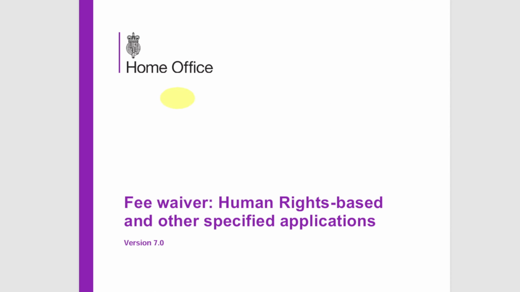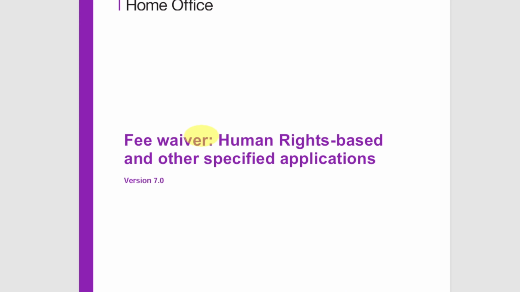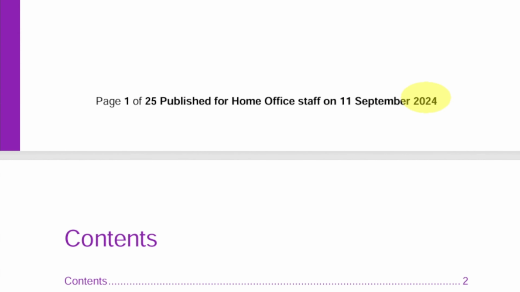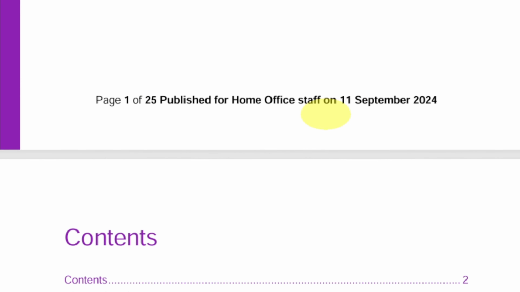Before we go forward, let me show you the Home Office PDF file which I have put in the description as well, and you can download this file. It's a fee waiver, human rights based and other specified applications, version 7.0. Whenever you download, make sure they are the updated versions. On my channel, you will find everything. Page 1 of 25. This was published on 11th September 2024.